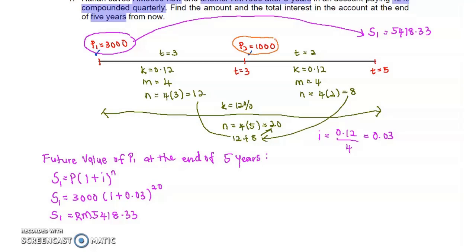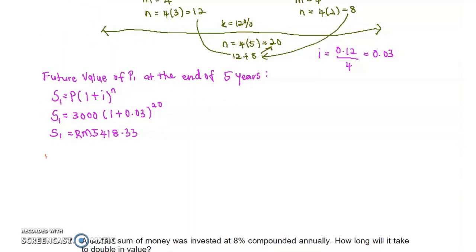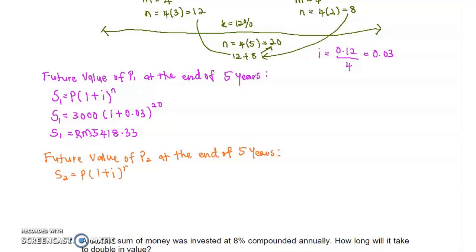So 1000, if we keep it for another 2 years, what is the accumulated amount? Okay, let's say we put it as S2. Calculate value S2. So S2 is the future value of P2, our second principle, at the end of 5 years, or at the end of year 5. So S2 equal to P(1 + i) power of n.